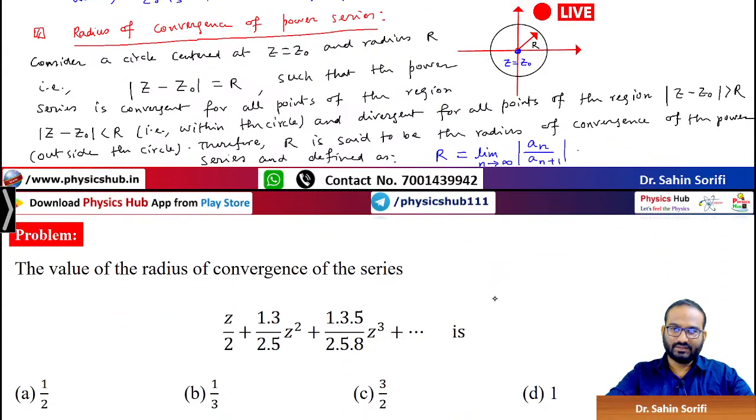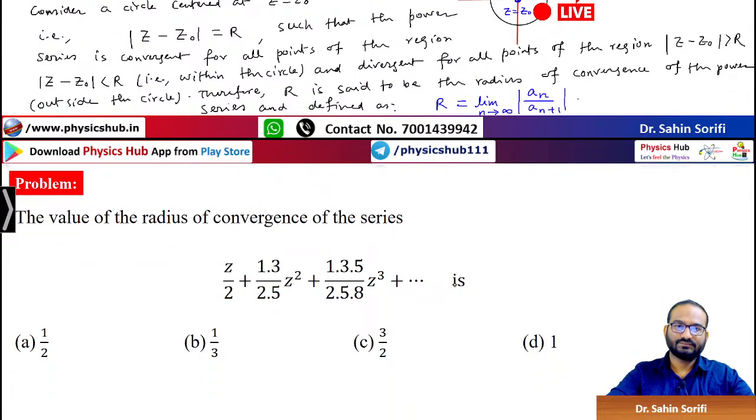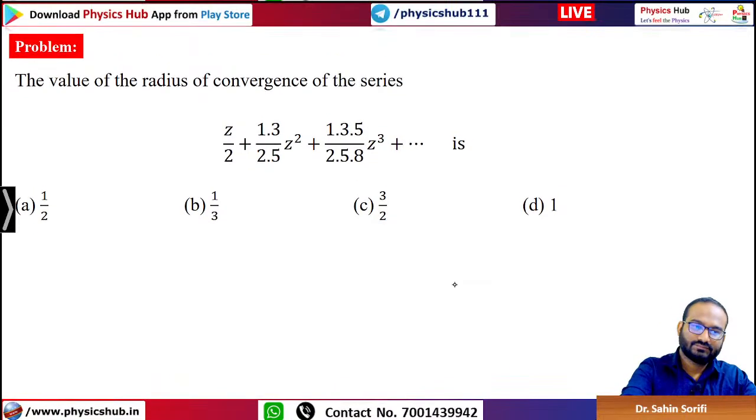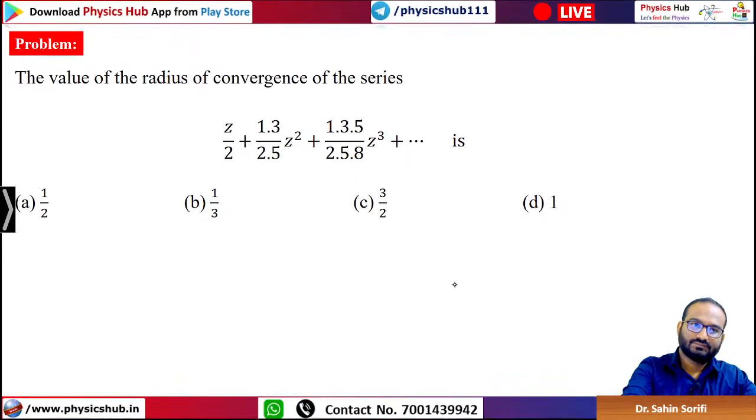Now if you have written down this, let's go for this problem. The value of the radius of convergence of the series is, so you are given already a series, you have to find out the radius of convergence. Do it.